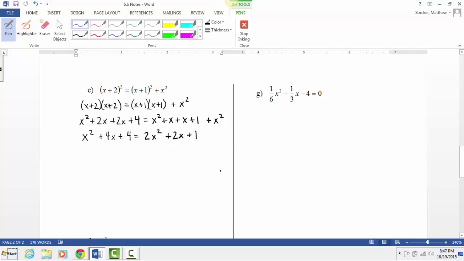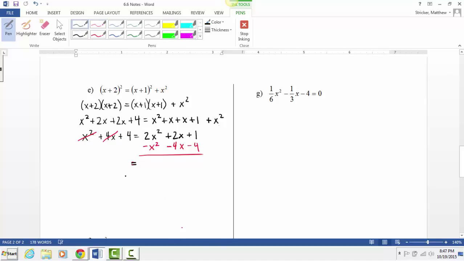Now we're still not set equal to 0, and remember we want positive x squared, and since there's 2 on the right side and only 1 on the left side, let's again move everything to the right. So this is going to be a minus x squared. This is positive 4x, so it's going to be a minus 4x. This is a positive 4, so on the left side it becomes a negative 4.